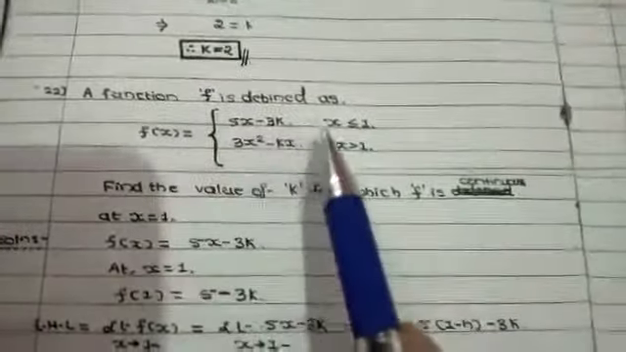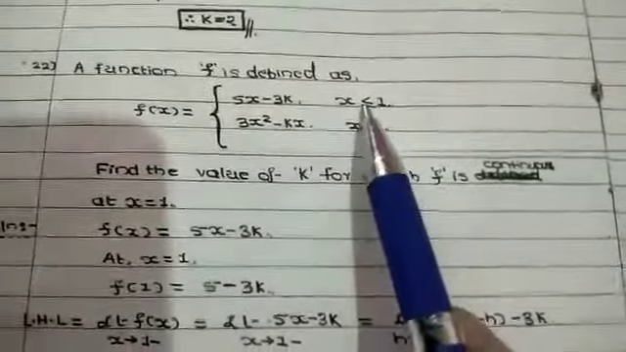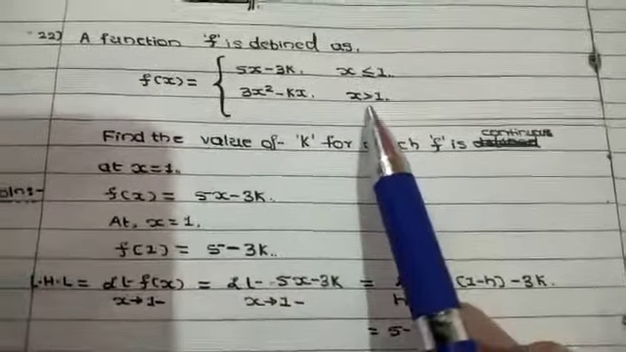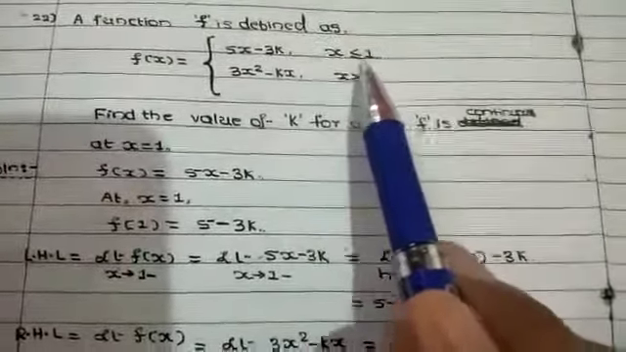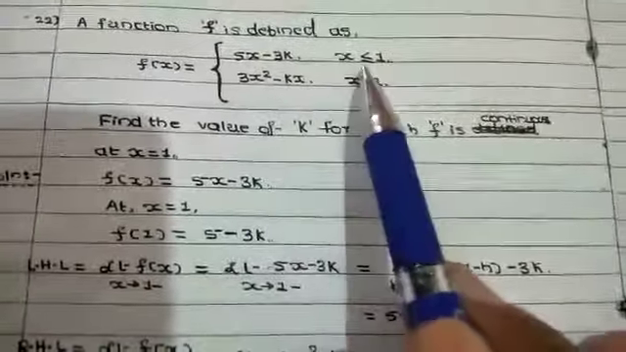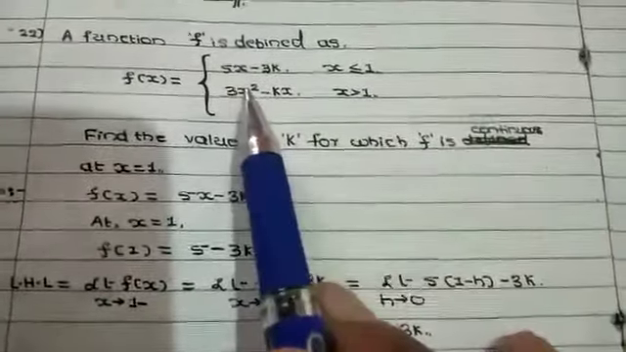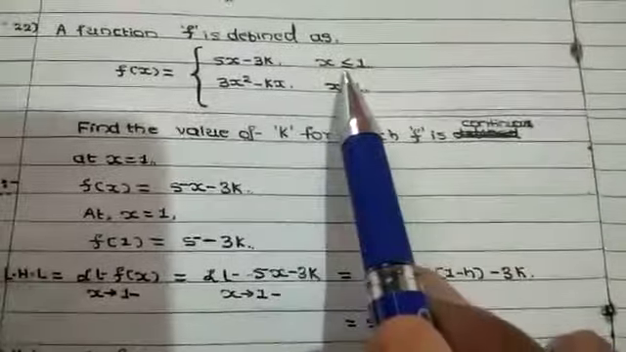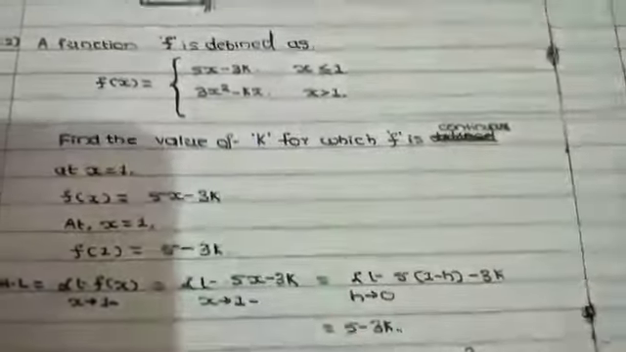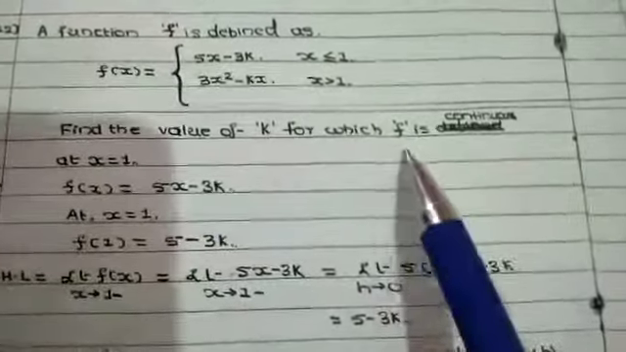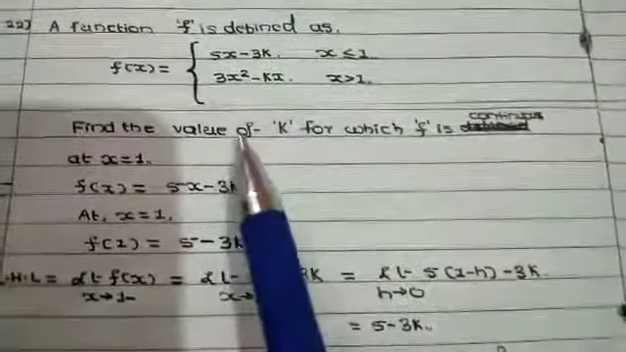Okay, so another similar function. The function is defined like this: x less than or equal to 1 and x greater than 1, at the point x equals 1. See here, for x less than 1 function is defined, for x greater than 1 function is defined, and for x equals 1, it is less than or equal. Given that the function is continuous, you have to find the value of k.